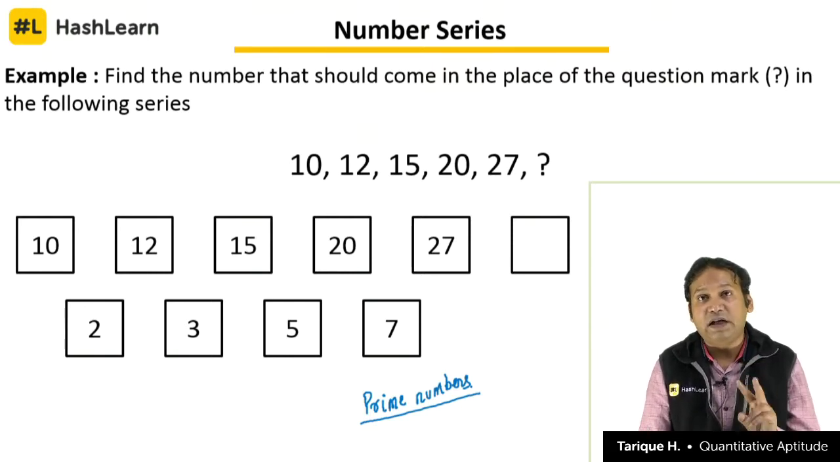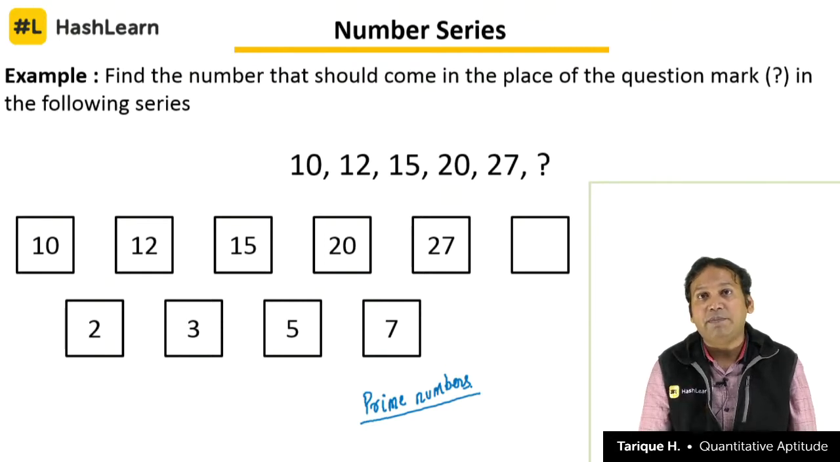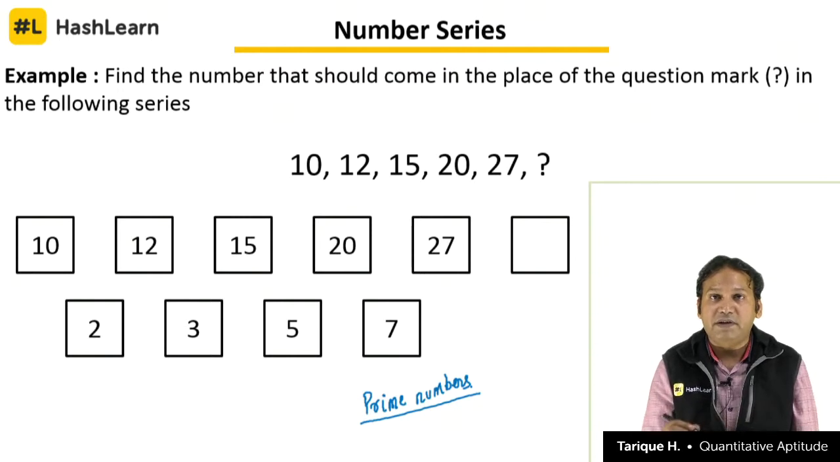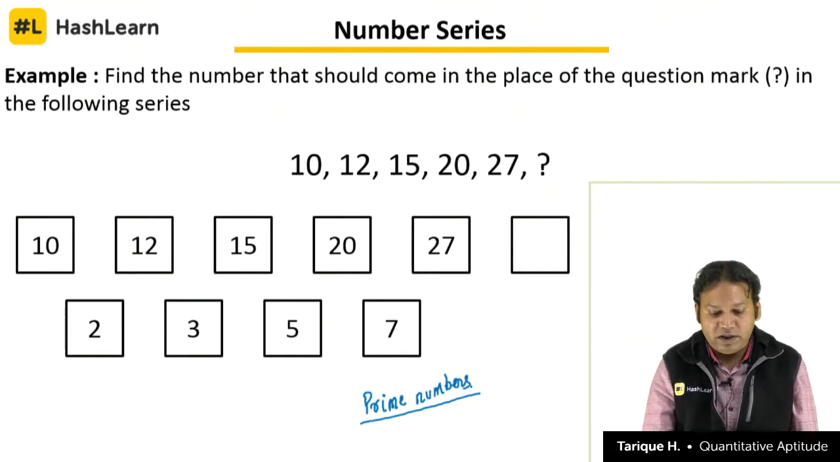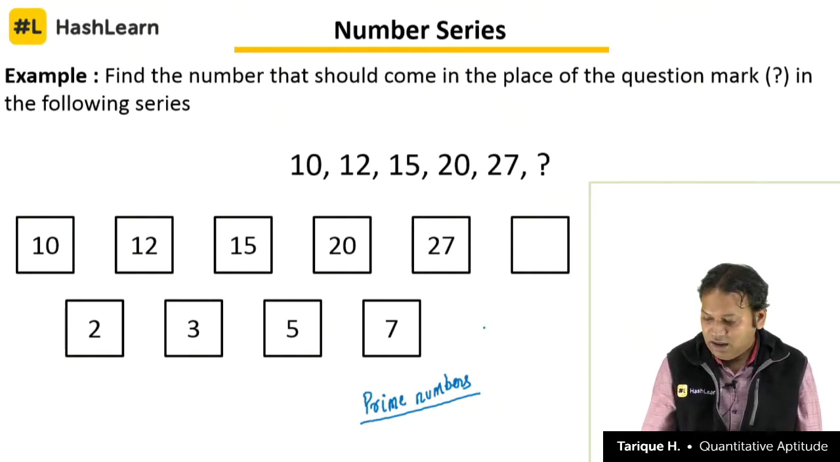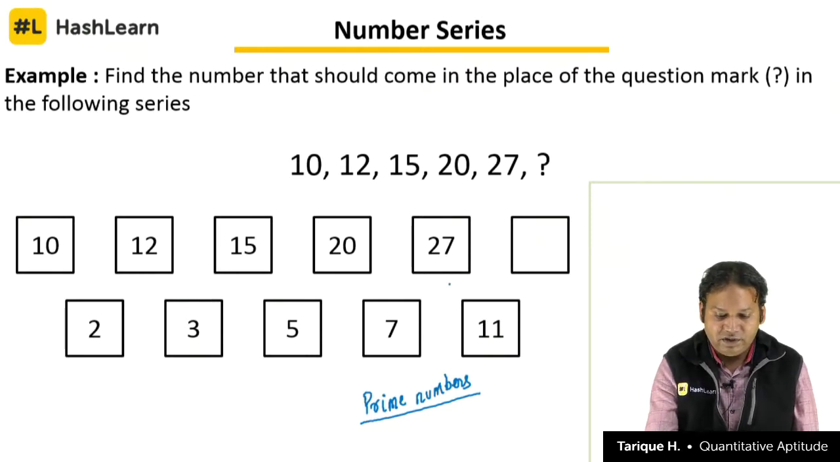That means they should have only two factors, only two divisors, not less than two and not more than two. That is why we say 1 is not a prime number, because 1 has only one factor. So 2, 3, 5, 7 are the first 4 prime numbers, consecutive prime numbers starting from 2. So what is the next prime number after 7? The answer is 11.